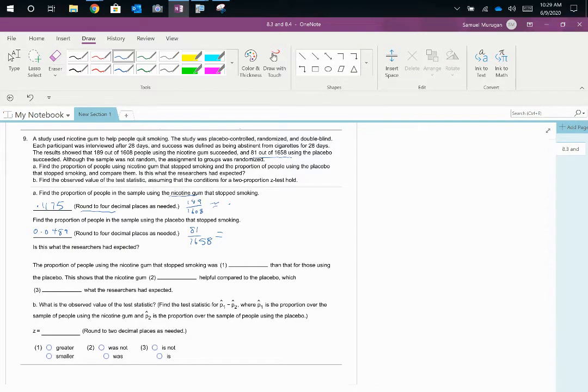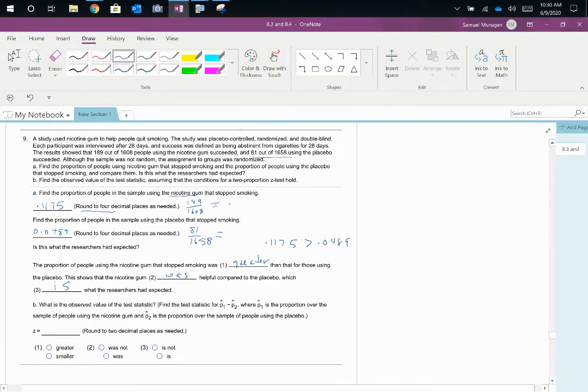clearly the proportion of people using the nicotine gum that stopped smoking was greater than those using the placebo. Okay. 0.1175 is greater than 0.0489. This shows that the nicotine gum was helpful compared to the placebo, which is what the researchers expected.